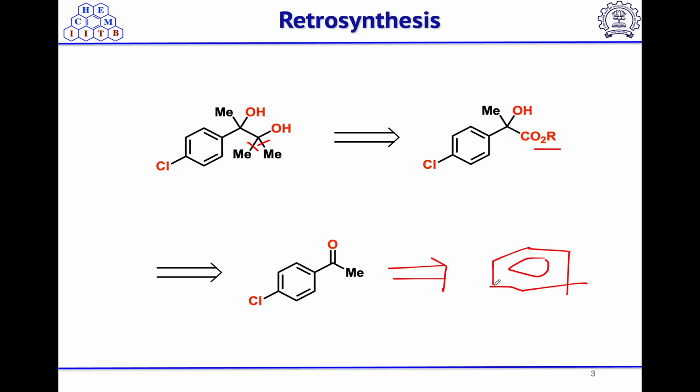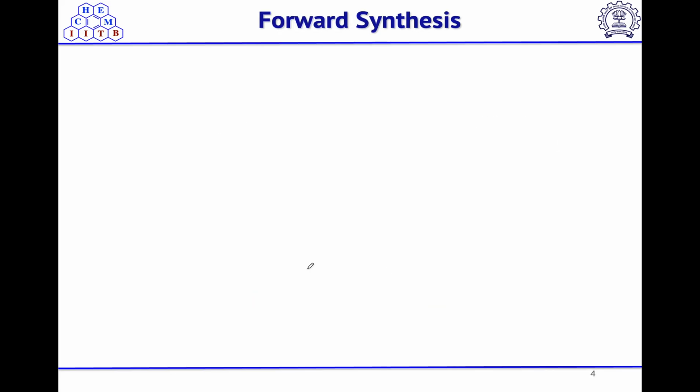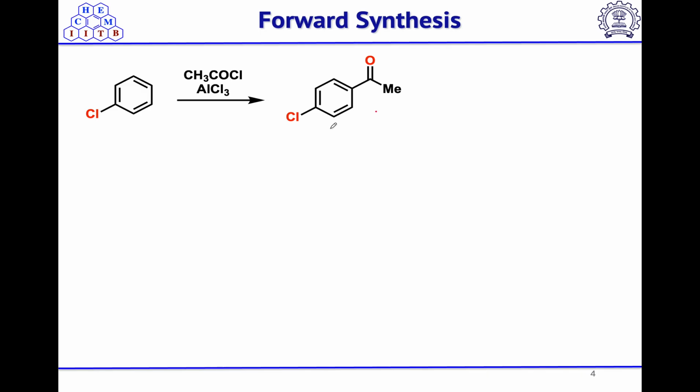This ketone we can also get from the aromatic ring, this is chlorine, from chlorobenzene via a Friedel-Crafts acylation reaction. Let's see in the forward synthesis how we do it. First we take chlorobenzene, and then how do we get this compound? Basically you have to do a Friedel-Crafts acylation reaction, and we will get the corresponding compound.